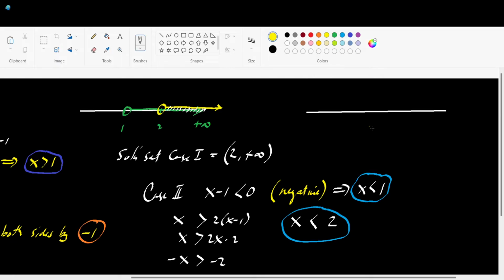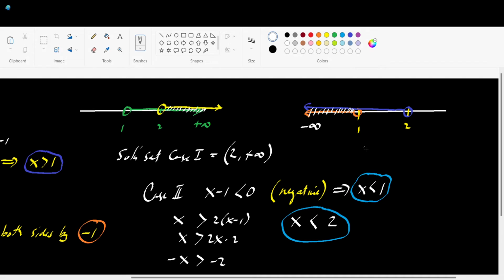We indicate the numbers 1 and 2. X is less than 1, so it should be the numbers left of 1. X less than 2 should be all numbers less than 2. And where is the intersection? The intersection will be the set of all numbers from negative infinity up to 1.